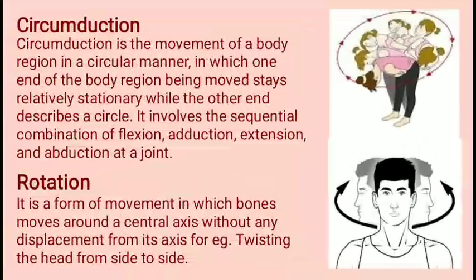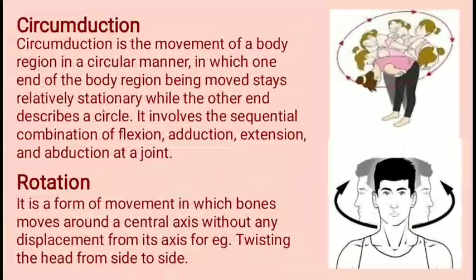The word circumduction means to rotate on its axis. Circumduction is different and rotation is different. Here circumduction is a movement that takes place between the head of the bone and its articulate cavity. It is a movement of the body region in a circular manner, in which one end of the body region being moved stays relatively stationary.